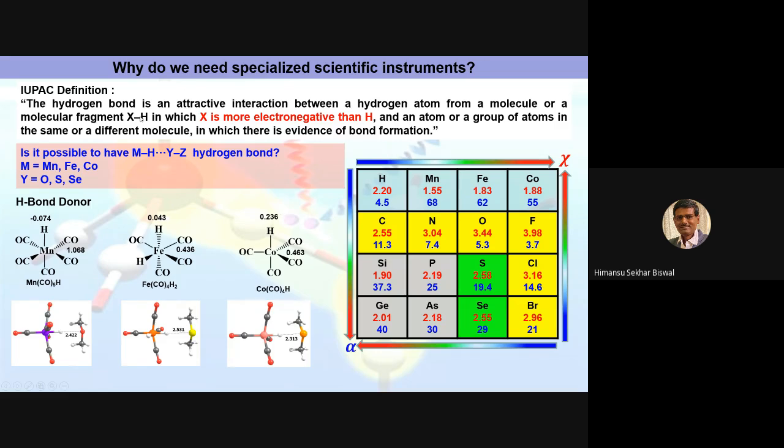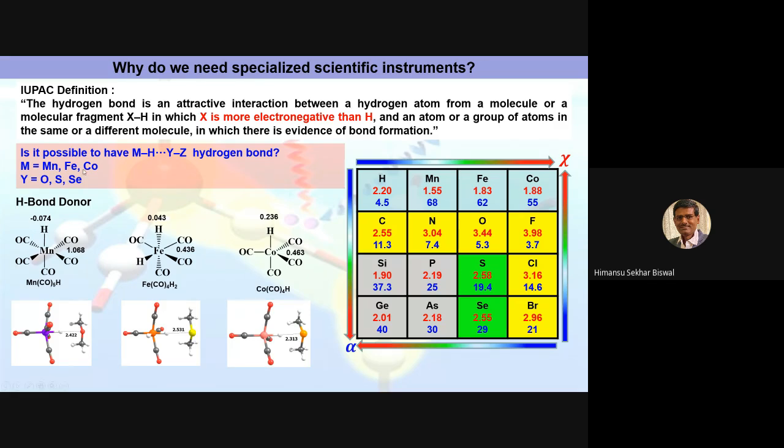So you can have a hydrogen bond X-H...Y. X is more electronegative than hydrogen, so you'll have a partial positive charge on hydrogen, and Y is also more electronegative than hydrogen, so you will have a partial negative charge. Then there is an attraction between negative and positive, which gives a stable dimer.